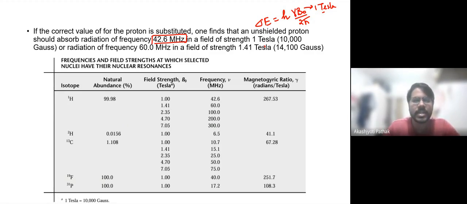Here in this table you can see that different magnetic fields have been calculated. Remember that 1 Tesla is equal to 10,000 Gauss. Sometimes these conversion factors come in handy.